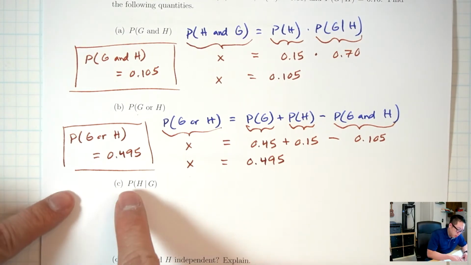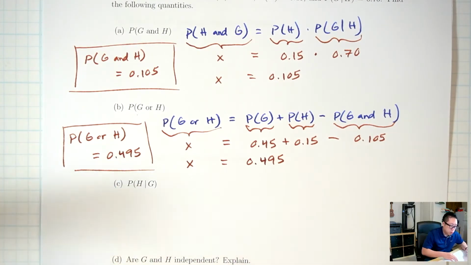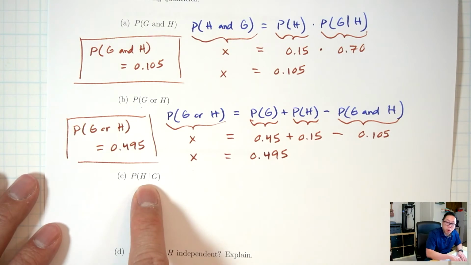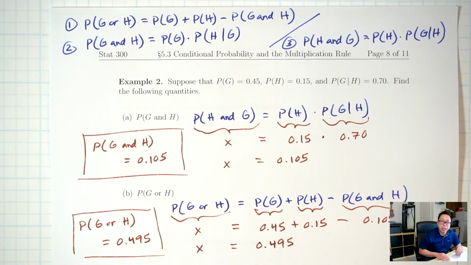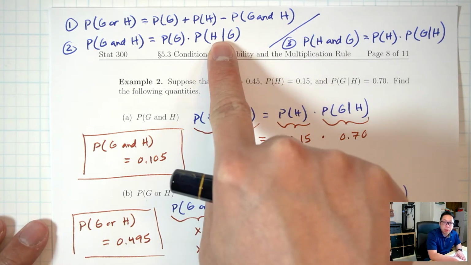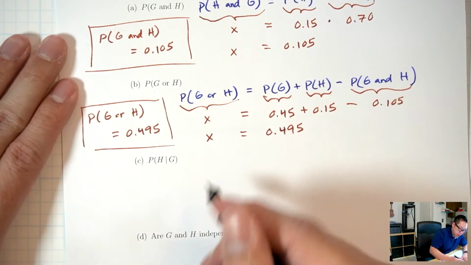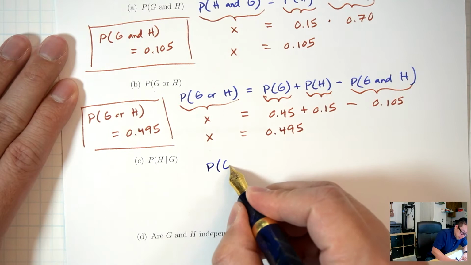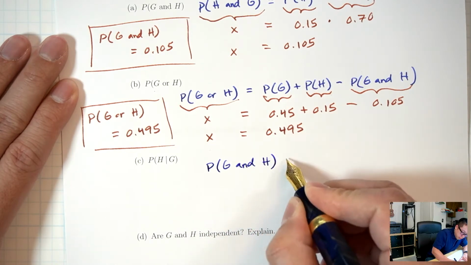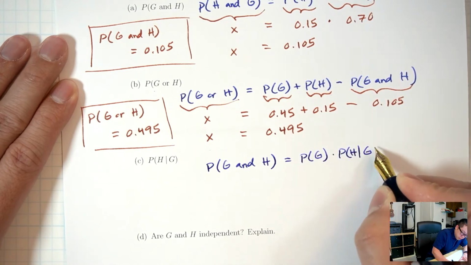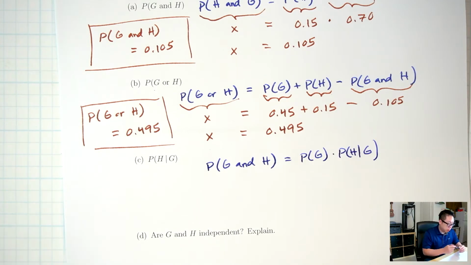Part C, probability of H given G. Okay, which equation has H given G? Okay, remember for the givens, the order does matter, so you need to see exactly in that order H given G. Which equation has a H given G? I see it right here. And that's the only place. So you have no choice but to use equation 2. Okay, so let me recopy. And then go through and fill in what you know.